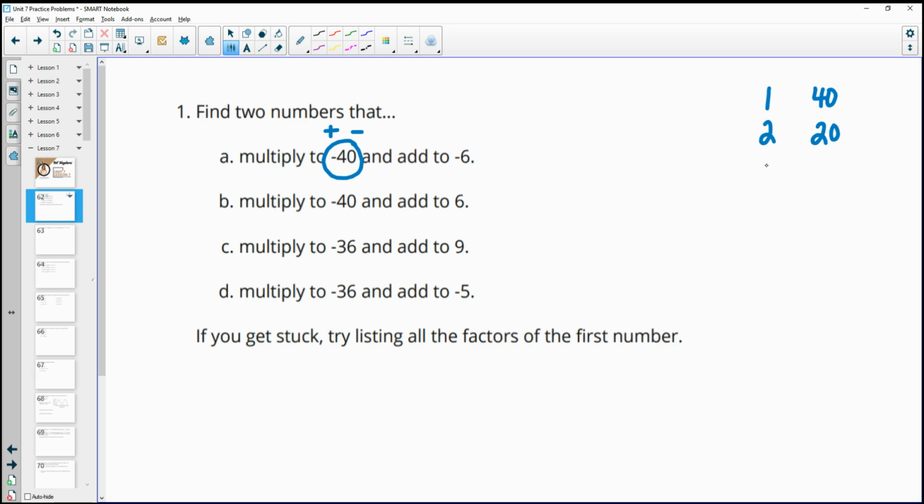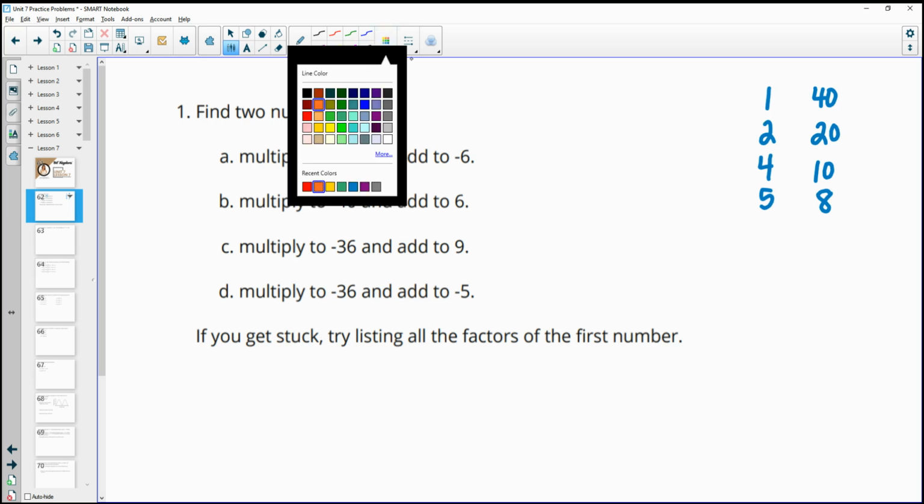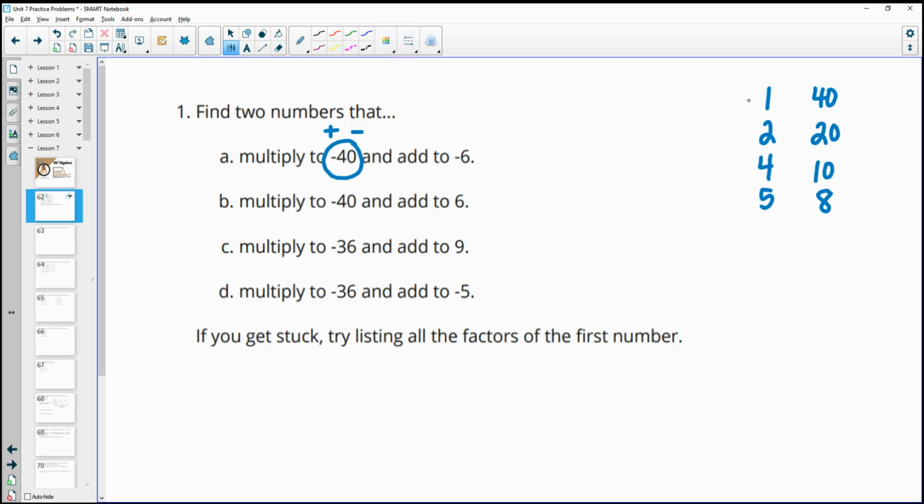40 is not divisible by 3. So when I say 3, I could do 3 divided by 40. That doesn't work. It gives me a decimal, so we won't list that one. 40 divided by 4 is 10. And then 40 divided by 5 is 8. And then 6 and 7 do not divide into 40. So here's our list. And then again, one of these needs to be negative.